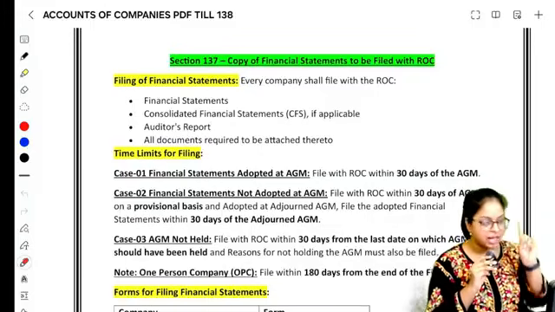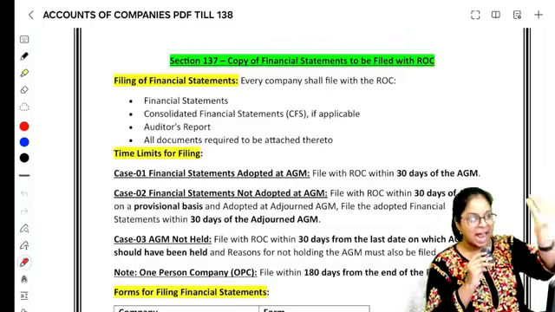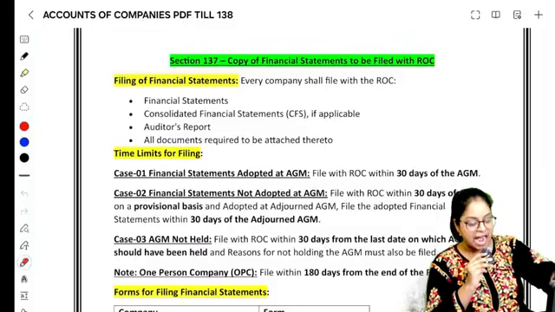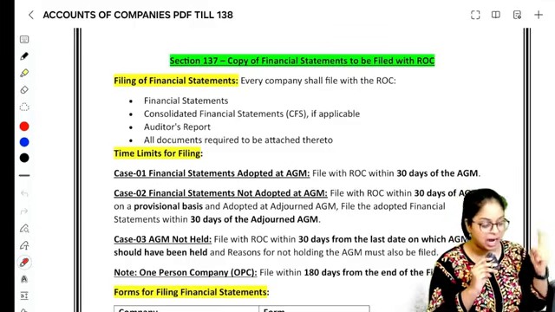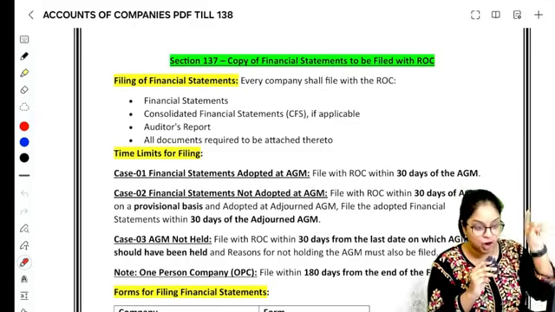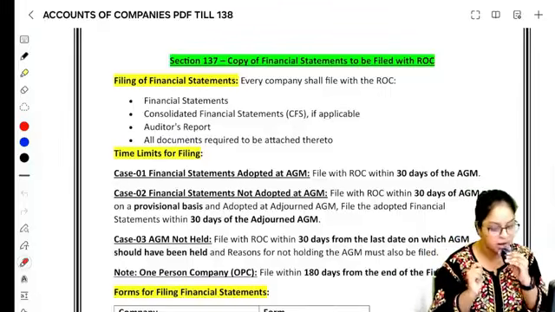In 137, they are very clear that financial statements, consolidated financial statement, auditor's report and any other document that is to be given has to be given to the ROC. By when does it have to be given to the ROC? If the financial statements are adopted in the AGM, then within 30 days from that AGM you have to give the copy to the ROC.